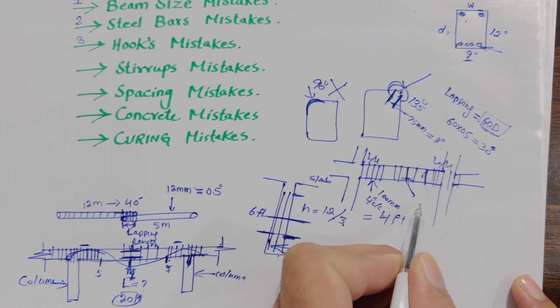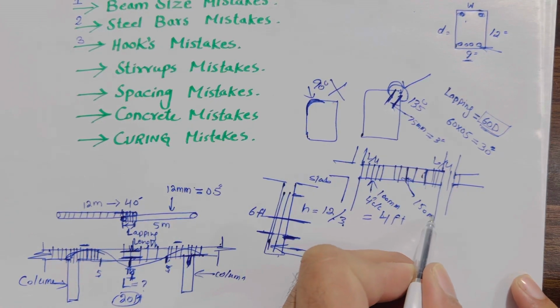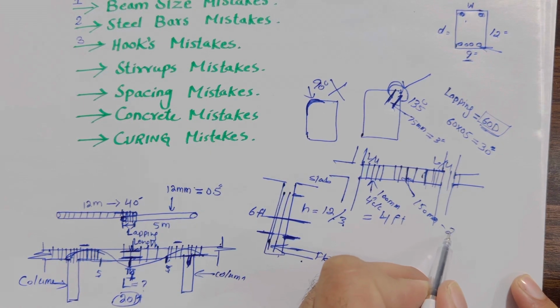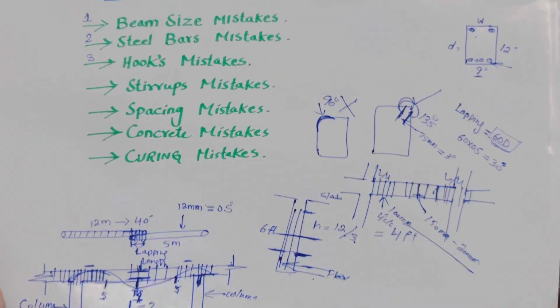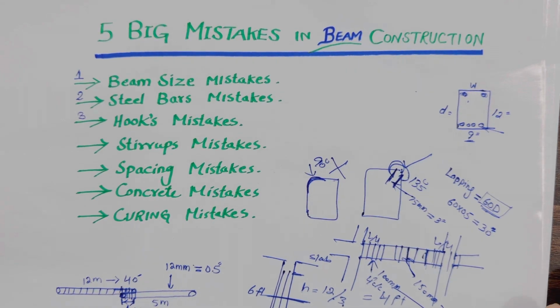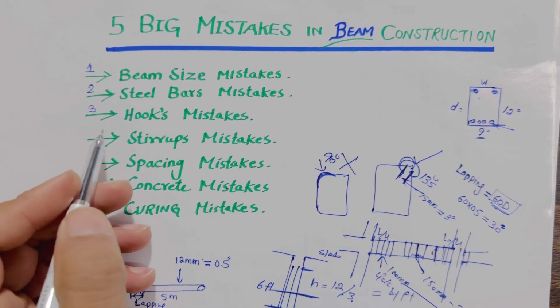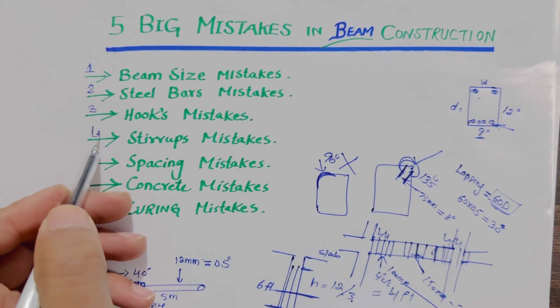You can go up to 150 mm to 200 mm. It also depends on the structure load, on the beam design, or the depth of the beam, the steel reinforcement inside, etc. So this is especially for the stirrups mistakes. This is the fourth one.